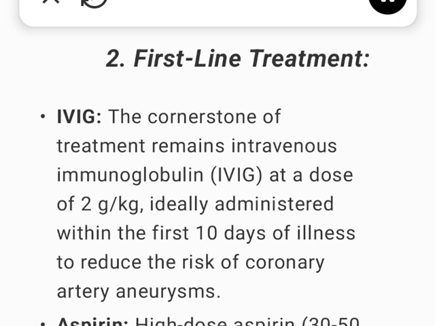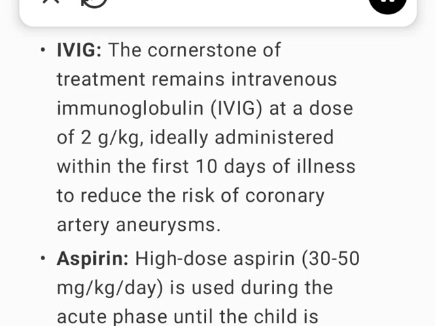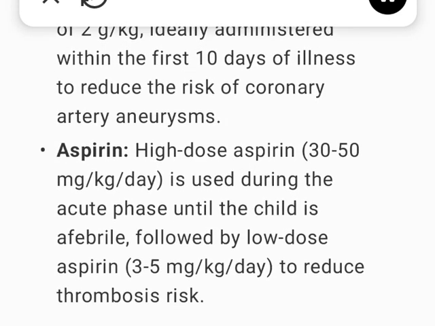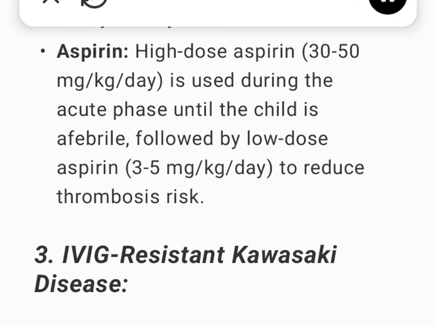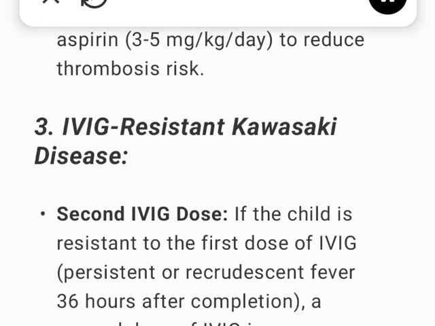2. First-line treatment. IVIG. The cornerstone of treatment remains intravenous immunoglobulin, IVIG, at a dose of 2 g/kg, ideally administered within the first 10 days of illness to reduce the risk of coronary artery aneurysms. Aspirin. High-dose aspirin, 30 to 50 milligrams per kilogram per day, is used during the acute phase until the child is afebrile, followed by low-dose aspirin, 3 to 5 milligrams per kilogram per day, to reduce thrombosis risk.